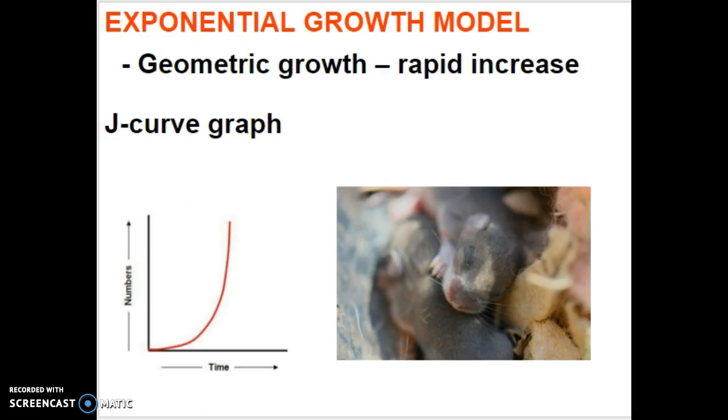When we take a look at how to model this growth rate, very rapid increases in growth we call exponential growth models. This is a very geometric type of growth. If you were to graph it, it would resemble the capital letter J. So you start out with very few members, and then it skyrockets upward to several members in a very short time.